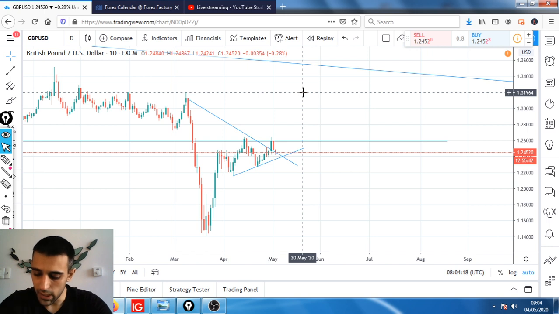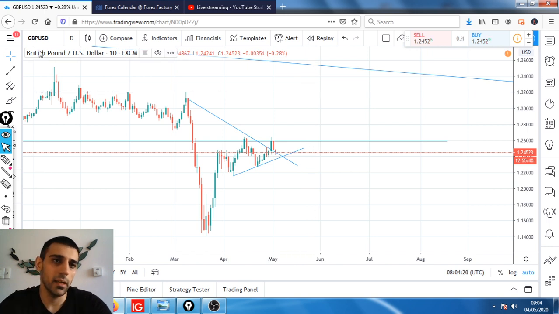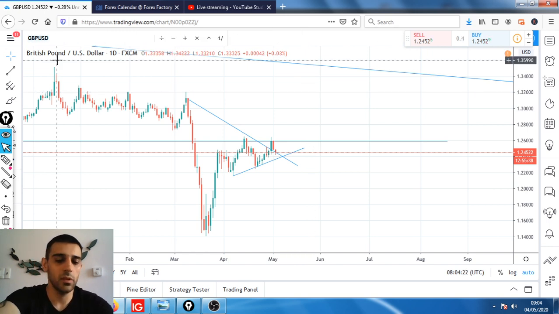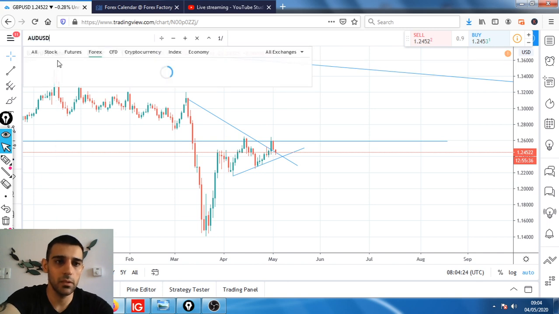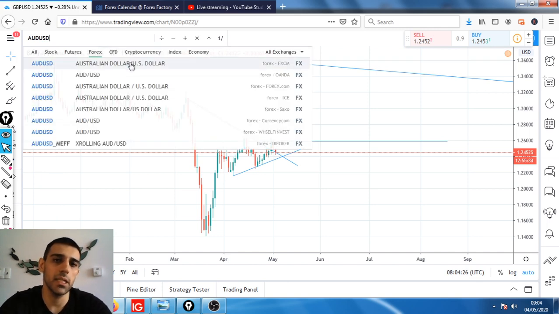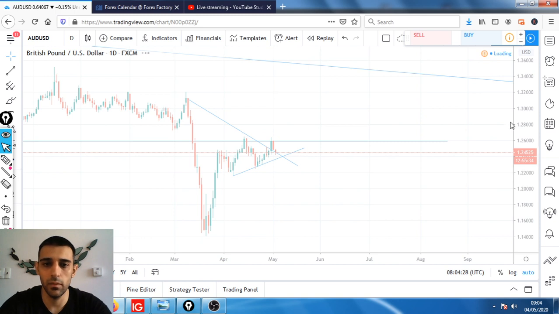Can you check out the USD? Yes, certainly. I can do the Australian dollar against the US dollar. Let's have a look at the Australian dollar against USD and see what we have on that one.